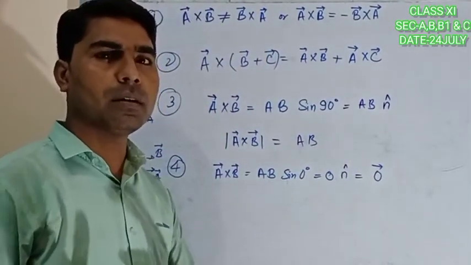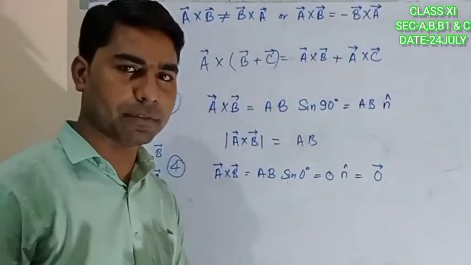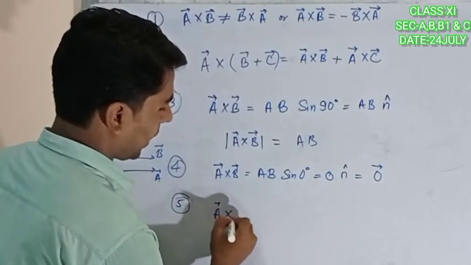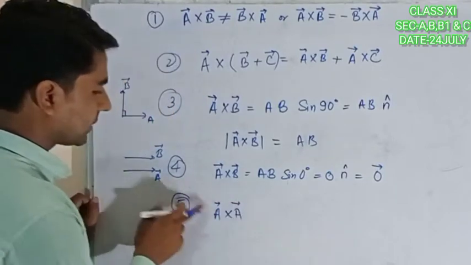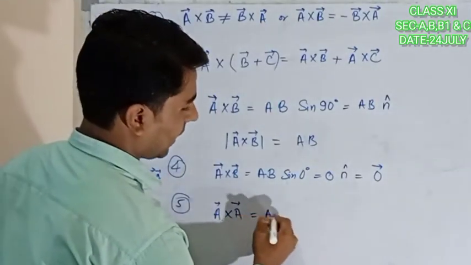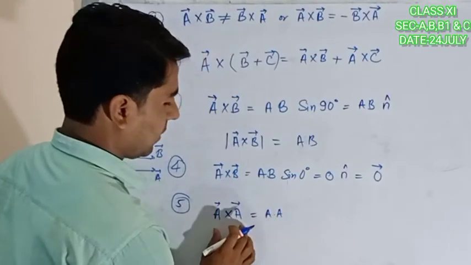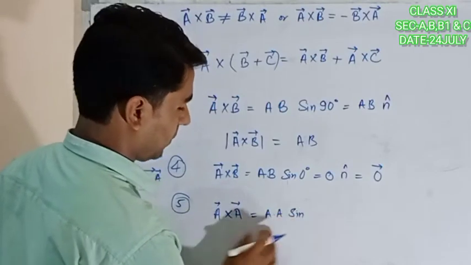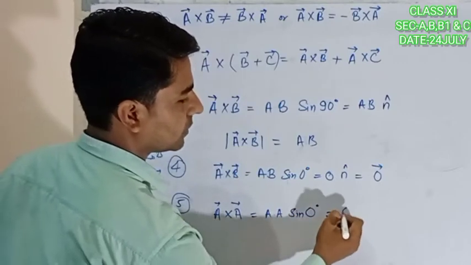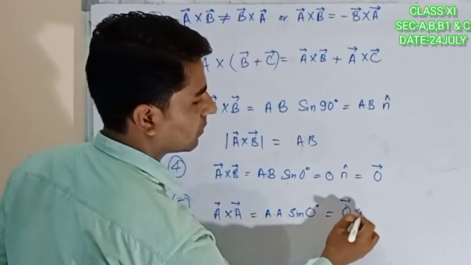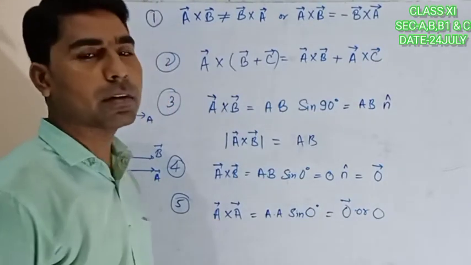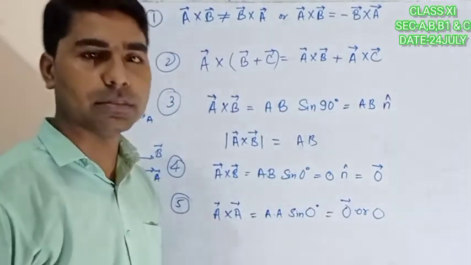Next one is the vector product of a vector with itself. Vector A is going to multiply with itself. It is just the same as parallel vectors. So what will you write? A into A and sine theta. If the vectors are the same, the angle will be 0 degrees. So again, same thing, 0. So the vector product of a vector with itself will be 0.